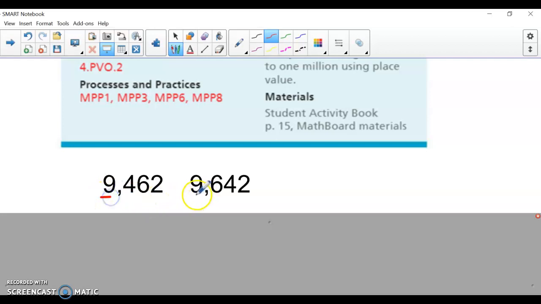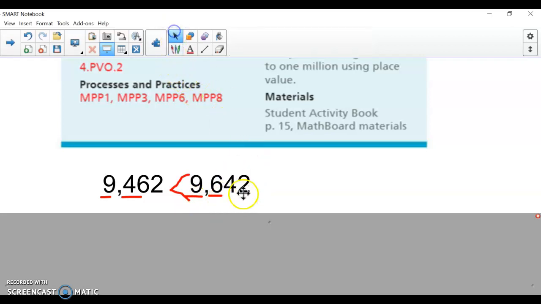So let's look at it. This number has 9,000. This number has 9,000. So far, they're the same. We move over to our next place value. In the hundreds, we have 4 for 400. Ooh, right here. 600 is worth more than 400. I'm done. It doesn't matter what else is left in this number. Since the 6 in the hundreds place is bigger than the 4 in the hundreds place, that's how we would label that. We would say 9,462 less than 9,642 because of the 600.